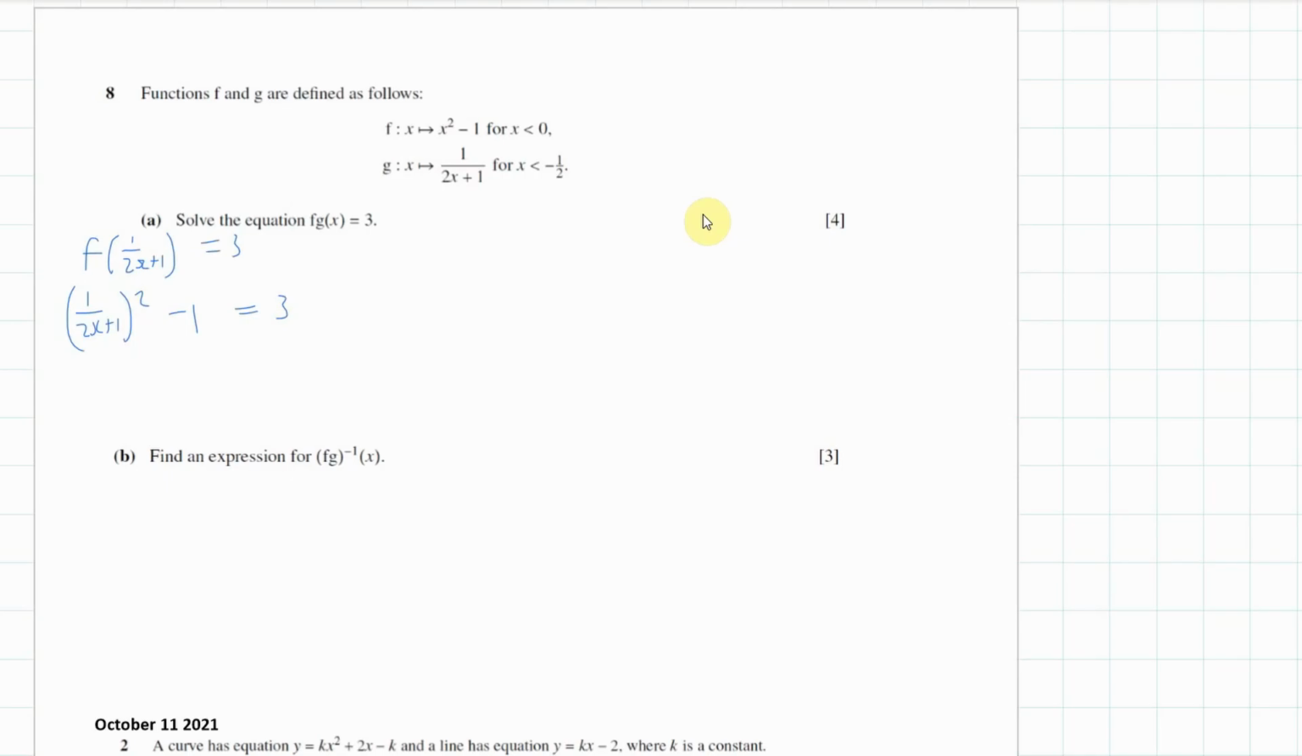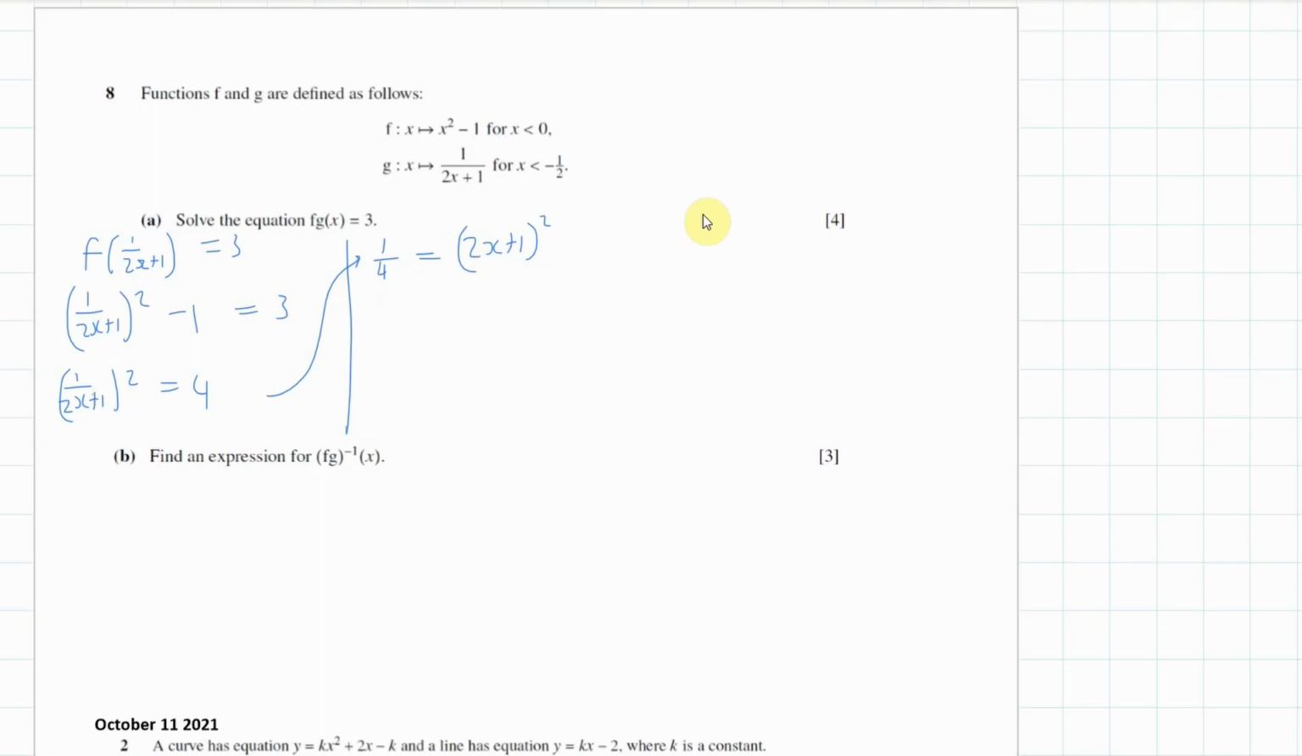So I'm going to get 1 over 2x plus 1 equals 4. Let's see. I'm going to rewrite it as 1 over 4 equals 2x plus 1 all squared. So what I did there is I just, I guess, cross-multiplied is a way of looking at it.